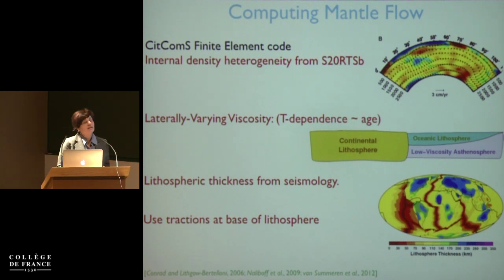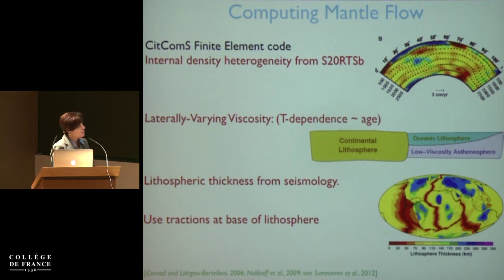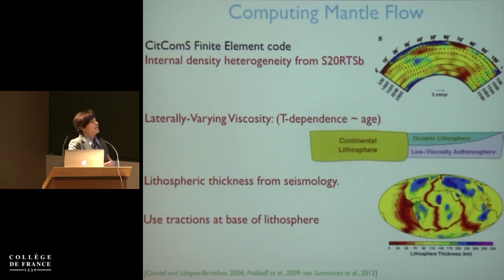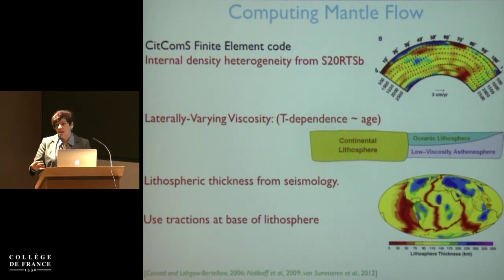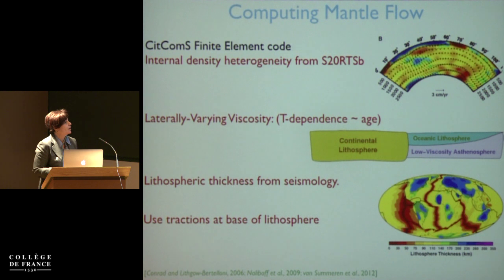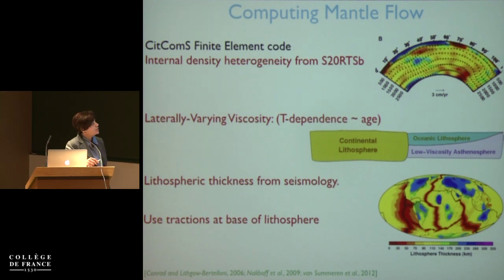And for the viscosity, the simplification we're going to make is that we're going to get lateral viscosity variations as a function of temperature, the temperature dependence of the viscosity, and the temperature dependence of the viscosity is going to come from actually taking tomographic models, converting them to temperature, and then giving you the lateral viscosity variation. Okay? Now, so we're going to compute the mantle flow like this.